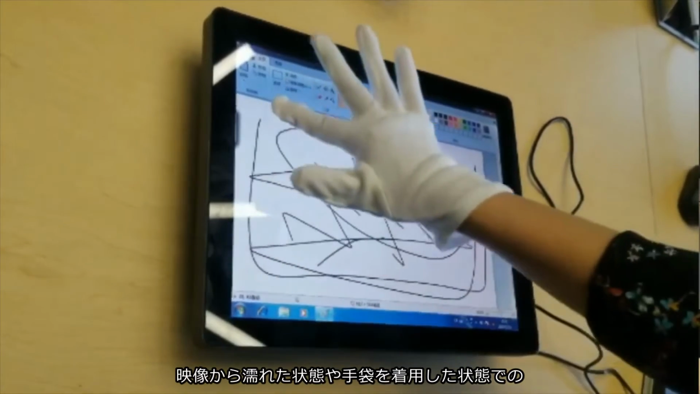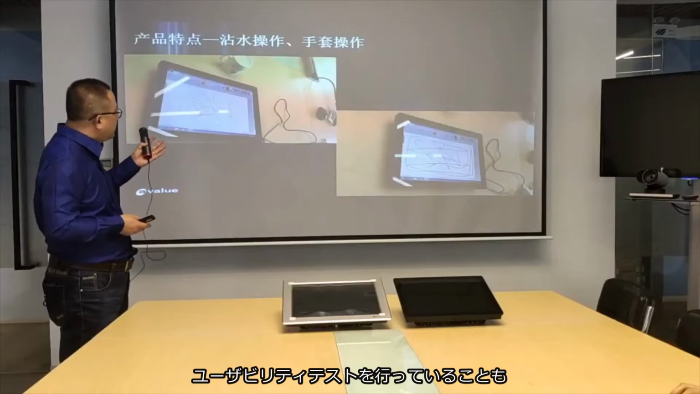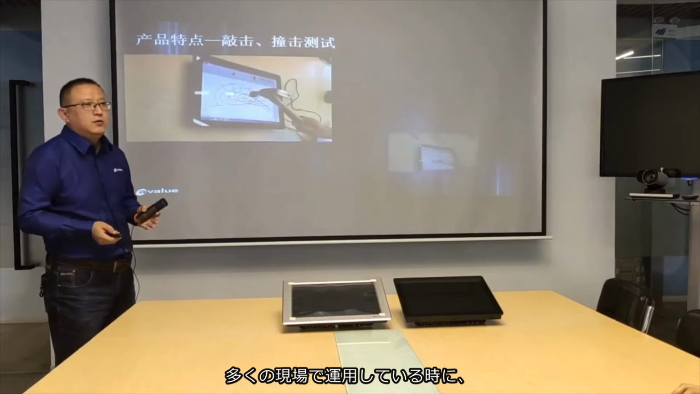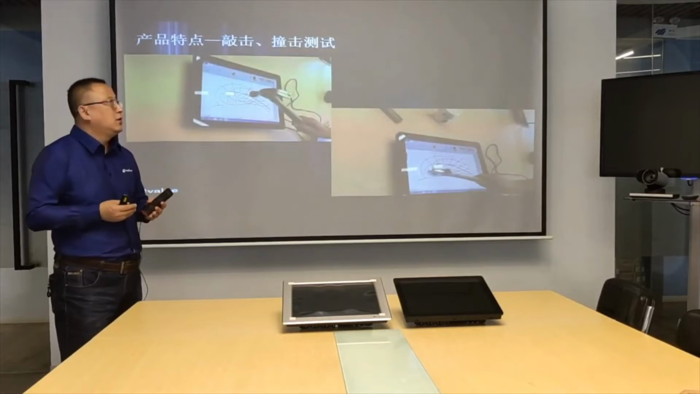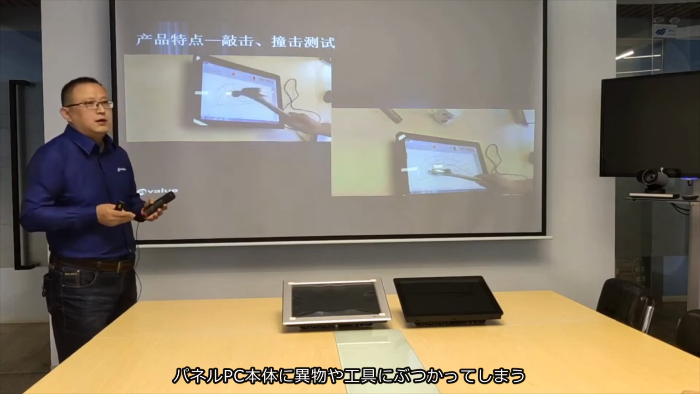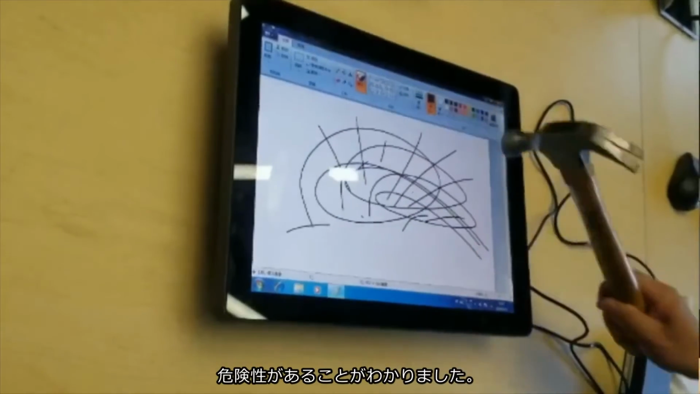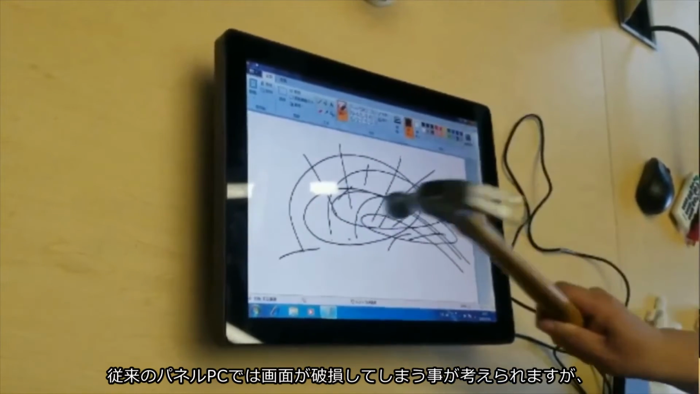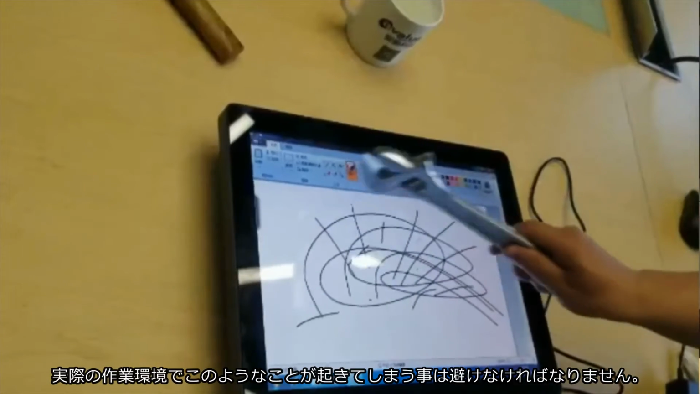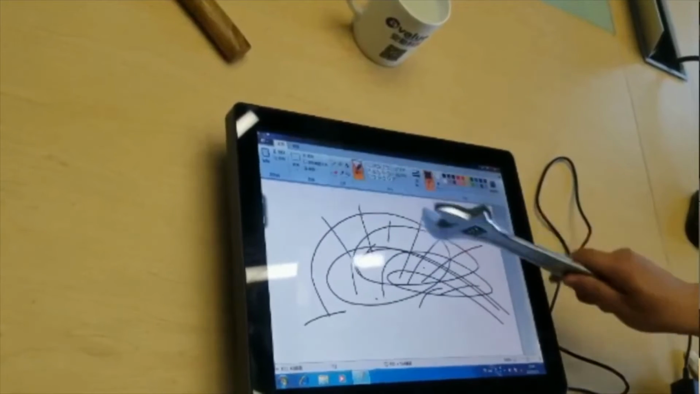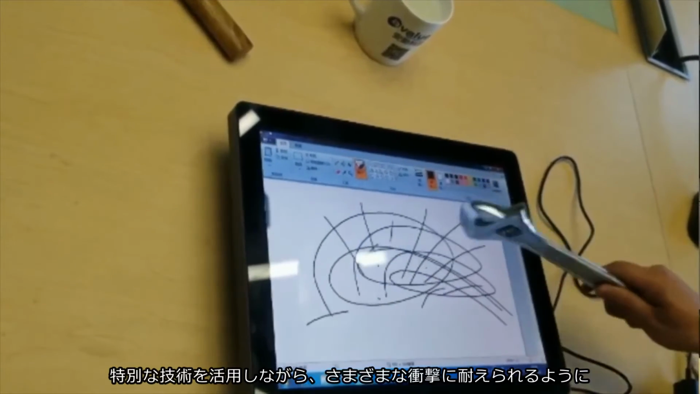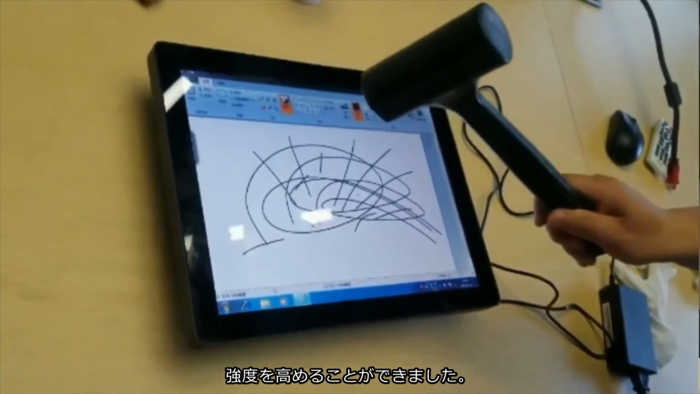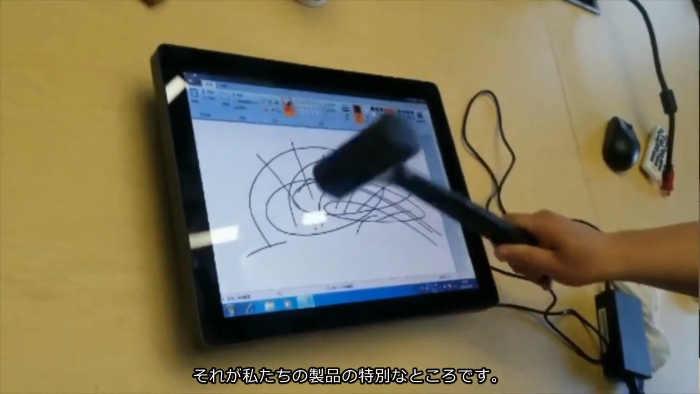So you can see from the video that we conducted usability tests under wet conditions as well as with gloves. In addition, we find that in many situations, the computer may encounter impacts by foreign objects, hard objects, and even tools. With traditional panel PCs, these would cause the screen to break, which is not ideal in work environments. With the ARC series, we perfected special processes to create reinforcement against all kinds of impacts, and that is what makes us different.